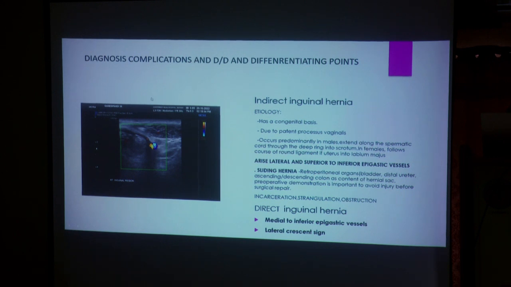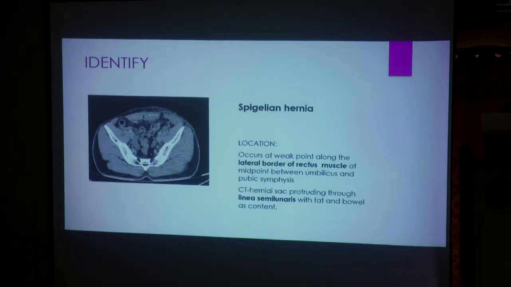This is an indirect inguinal hernia, and here where the inferior epigastric vessels are, the hernia arises lateral to the vessel. The differentiating point for a direct inguinal hernia is that it will be medial, and the important sign is the lateral crescent sign. And this is the Spigelian hernia, which happens lateral to the rectus, and this is the site exactly.